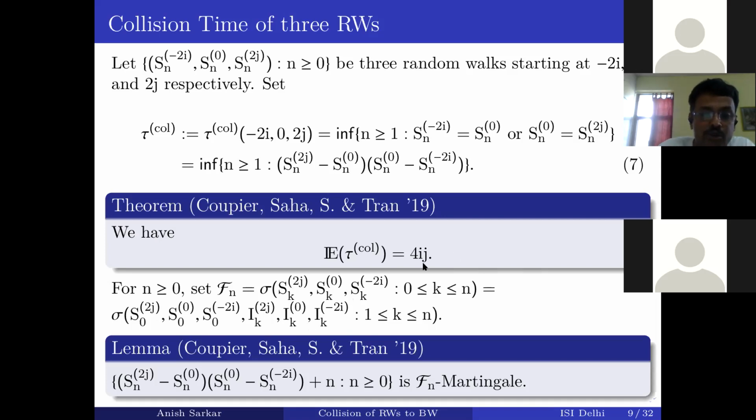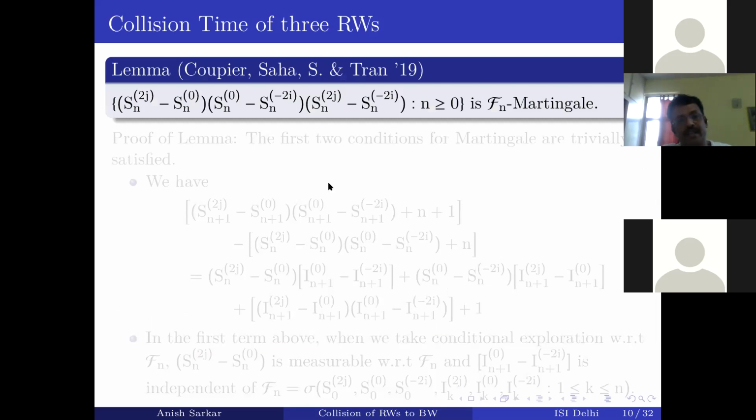So I need 2 lemmas for this. I will prove the first lemma: this product of the distances, plus n, is an Fn martingale. This I am going to prove, and as you will see, it's a trivial proof, just elementary calculations, nothing more than that. And the second lemma is another martingale: if you take the product of all the distances, this is also an Fn martingale. I would point out that this is a standard martingale, which was known already.